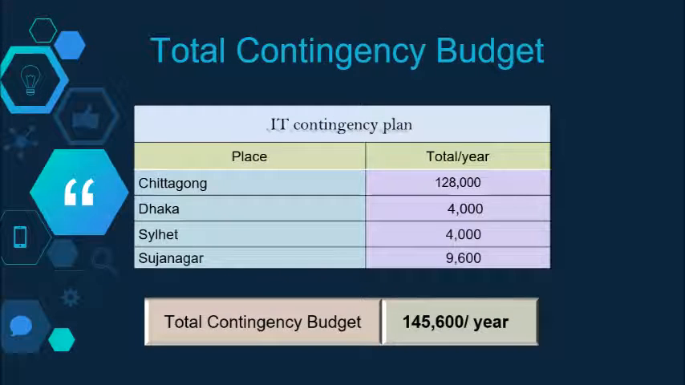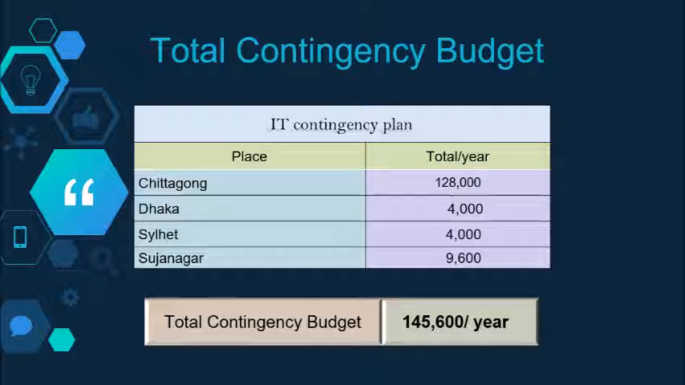As a result, in Chittagong we need 128,000 taka. For Dhaka and Sylhet we need 4,000 each. That means 8,000 taka. And finally, in Shujanagar, if we need more storage, we will spend only 9,600 taka.